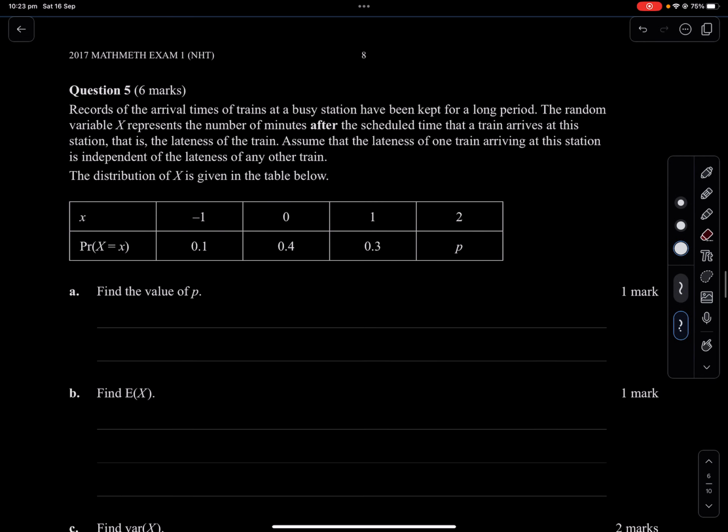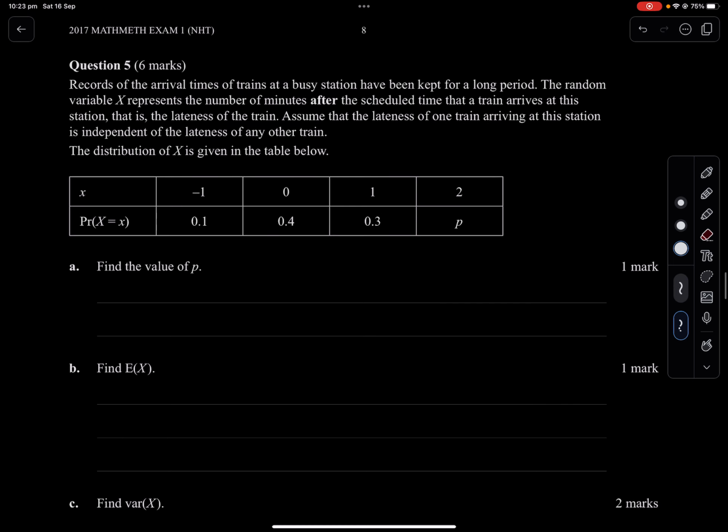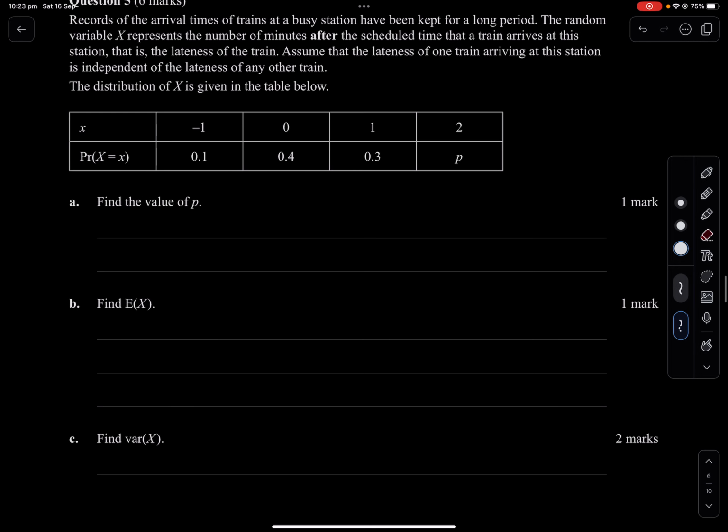Records of the arrival times of trains at a busy station have been kept for a long period. The random variable x represents the number of minutes after the scheduled time that a train arrives at this station, that is the lateness of the train. Assuming that the lateness of one train arriving at this station is independent of the others, we're going to use binomial. The distribution of x is given by this. Find the value of p.